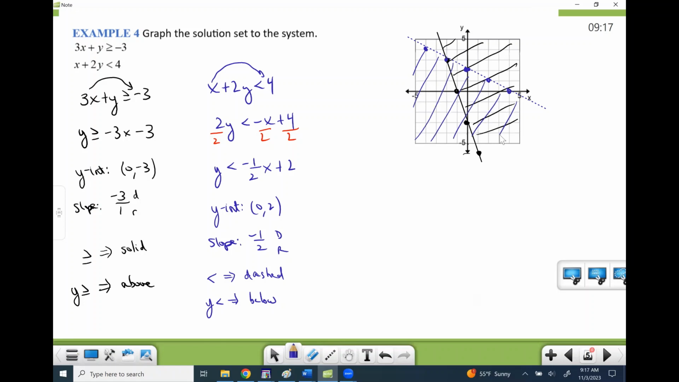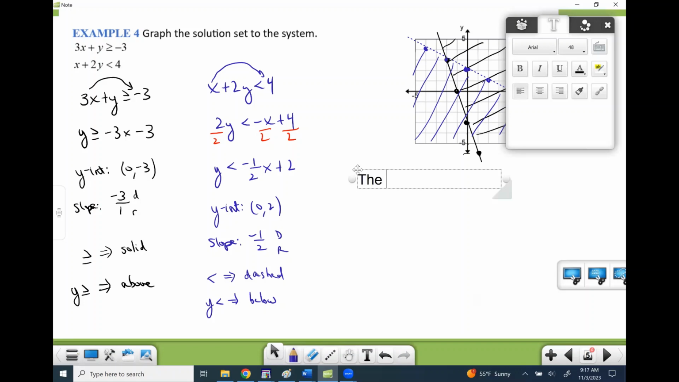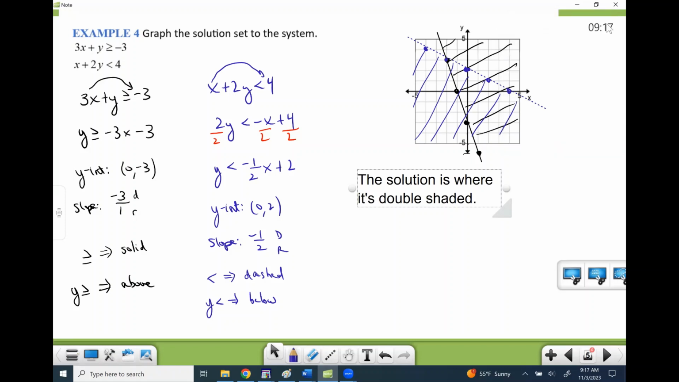Now the solution is actually going to be where you double shaded, because remember, it has to be a solution to both when it comes to these systems, right? And so those are the only points that are going to be solutions to both. So the actual solution would be in this orange area right there, and any point along this line. Okay. All right.